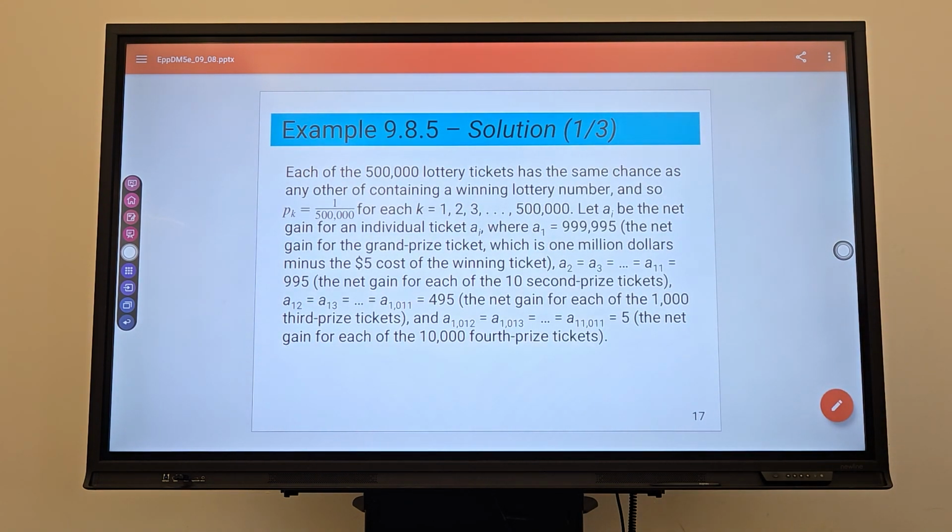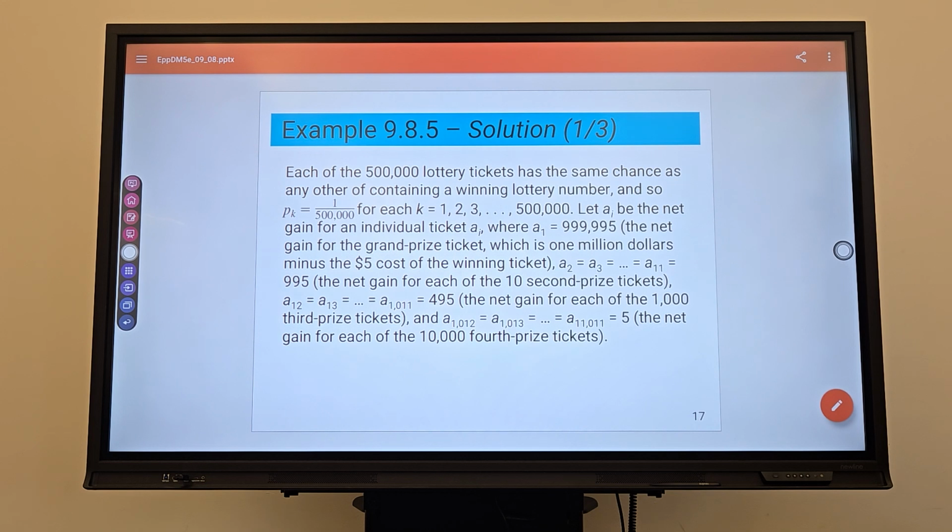Each of the 500,000 lottery tickets has the same chance as any other of containing a winning lottery number. And so P sub k is 1 over 500,000 for each k from 1 through 500,000. Let A sub i be the net gain for an individual ticket, where A1 is 999,995, the net gain for the grand prize ticket, which is $1 million minus the $5 cost of the ticket.